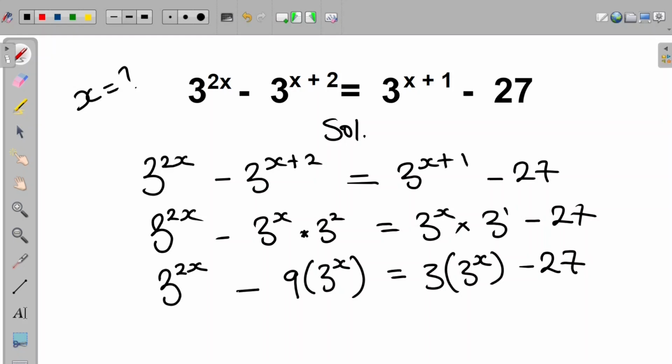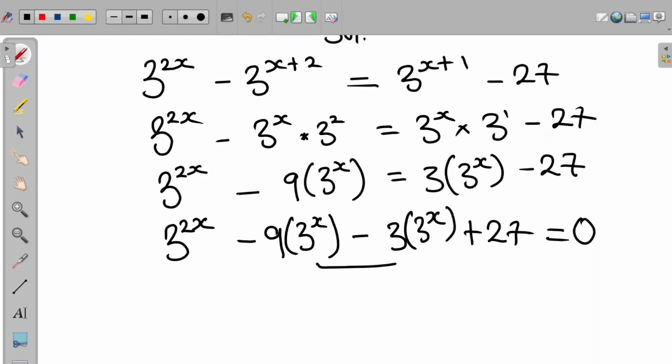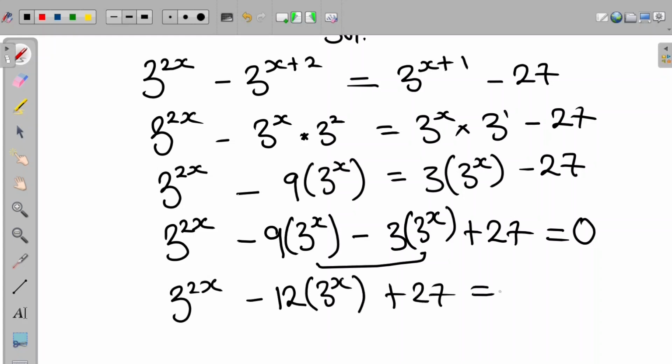Now, let us move all the terms in the right hand side to the left hand side. So we have that this is 3 raised to the power of 2x minus 9 multiplied by 3 raised to the power of x minus 3 times 3 raised to the power of x plus 27 equal to 0. So at this point, we can simplify these two. So we have it that this becomes 3 raised to the power of 2x minus 12 multiplied by 3 raised to the power of x plus 27 equal to 0.